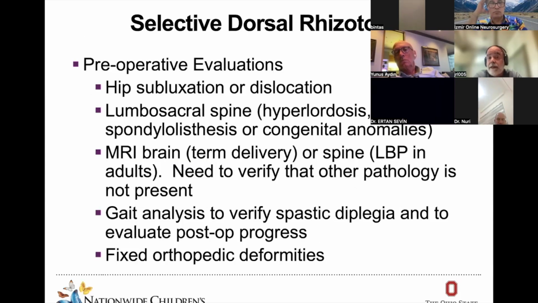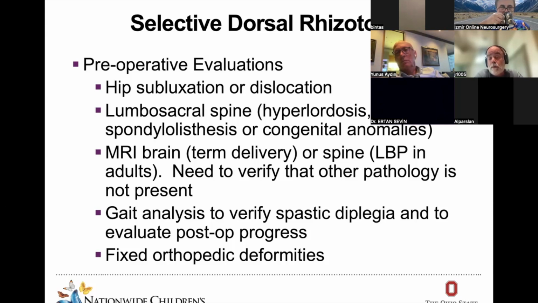The preoperative evaluation for selective dorsal rhizotomy looks for hip subluxation or dislocation. We look in the lumbosacral spine for hyperlordosis and scoliosis. We look at the MR for the brain and spine for term delivery, as well as spine, especially if that's important in the younger kids. Just recently I diagnosed somebody with an unrecognized cervical spine injury and congenital absence of the pedicles of C2 with a spinal cord injury that had been diagnosed as cerebral palsy for their entire life. Gait analysis verifies spastic diplegia and serves as the goalpost to evaluate postoperative progress.